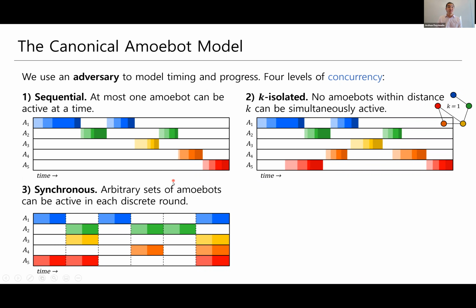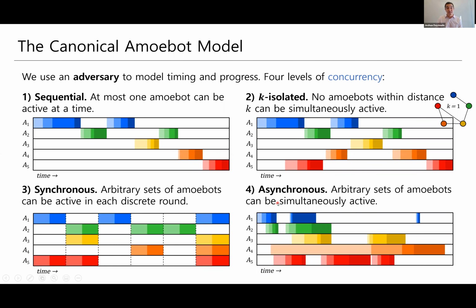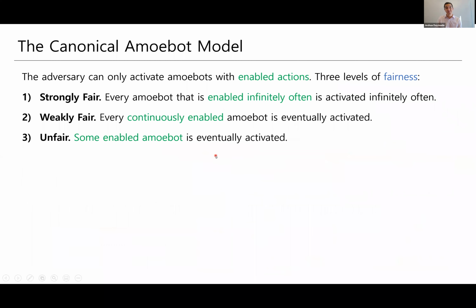Okay, finally, we have the synchronous and asynchronous adversaries. Here, they're similar in the sense that arbitrary sets of Amoebots can be active at the same time. But of course, as is classic in the literature, the synchronous adversary has to do so in discrete rounds, whereas the asynchronous adversary does not. This talk will primarily deal with asynchronous and sequential adversaries.